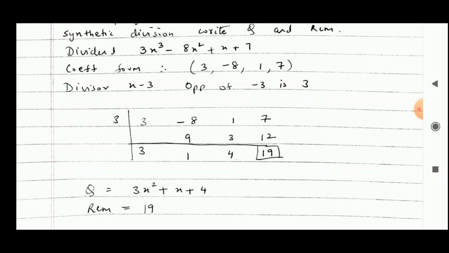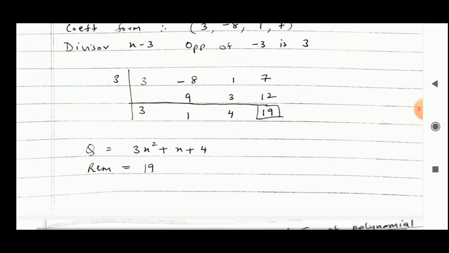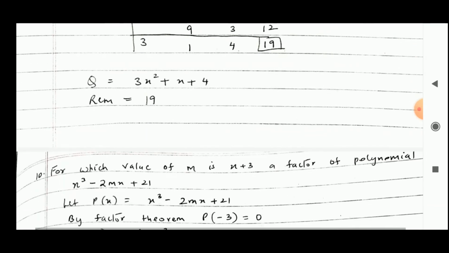So the first coefficient will be here 3, 3 3s are 9, minus 8 plus 9 is 1, 1 into 3 is 3, 1 plus 3 is 4, 4 3s are 12, 7 plus 12 is 19. So the quotient is 3x square plus x plus 4 and the remainder is 19.